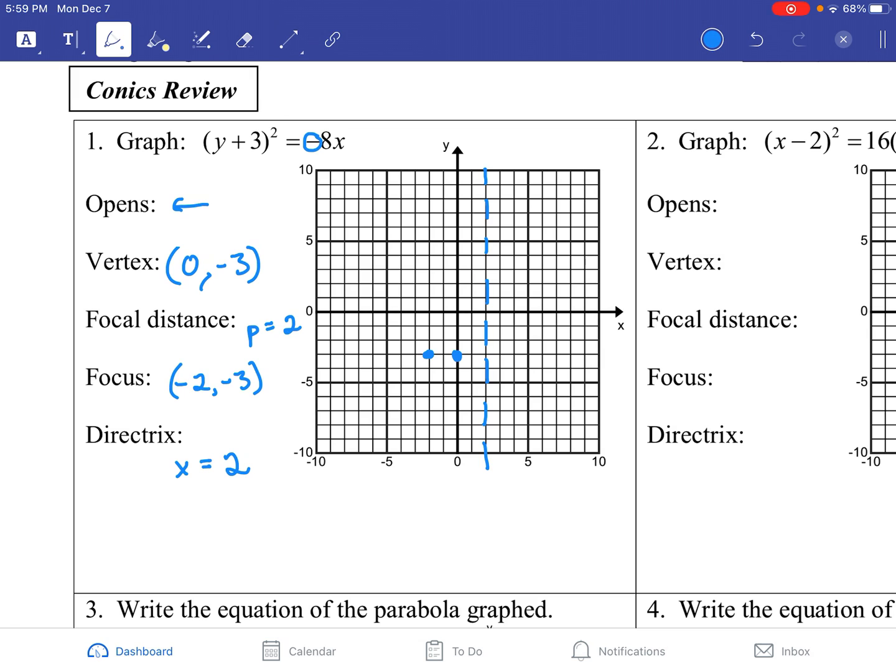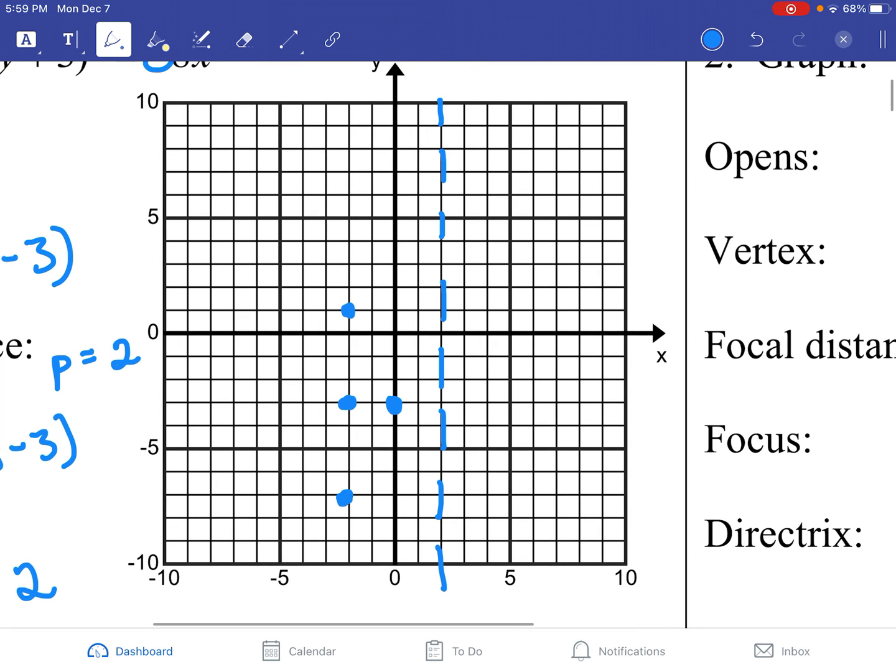The last thing we're going to do is put the 2 extra points on either side of the focus point. You take your focal distance, which is 2, and multiply it by 2. So 2 times 2 is 4, so we have a point here and a point here. Let's zoom in a little bit, and then we draw our parabola. That's it.